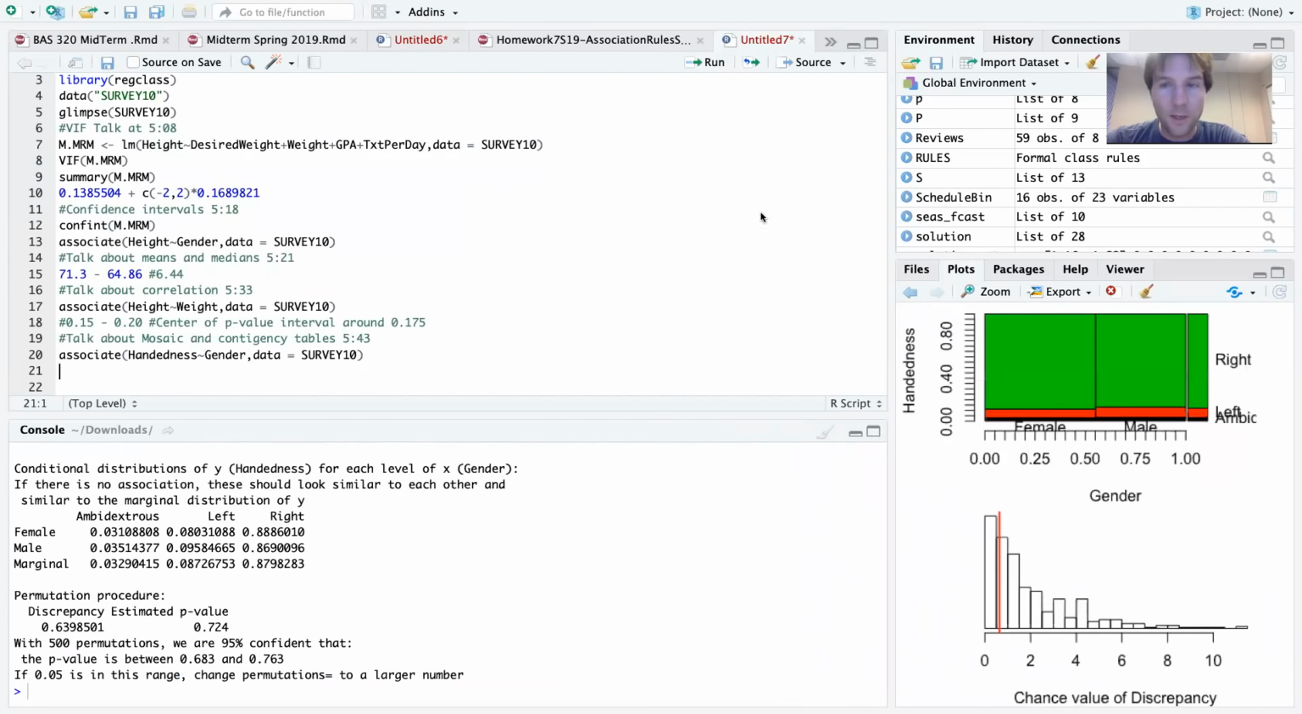Let's take a look at what we have going on right here. You can tell what's going on. I picked two kind of counter examples.